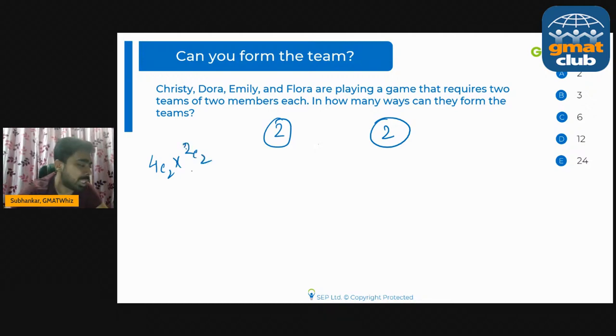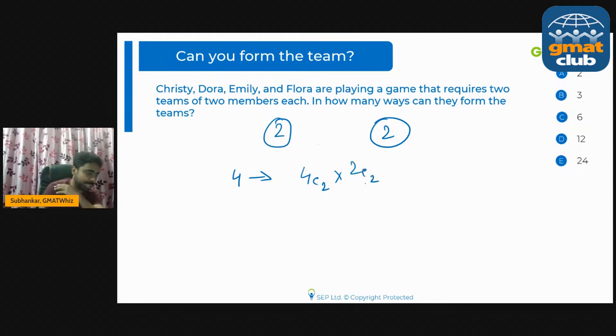Okay, then how should I correct it? So now let me come to the not brute force way, a more sophisticated way. How do I correct it? Once you see there are four people available to you, you form a team of two people, 4C2. Remaining two people, another 2C2.